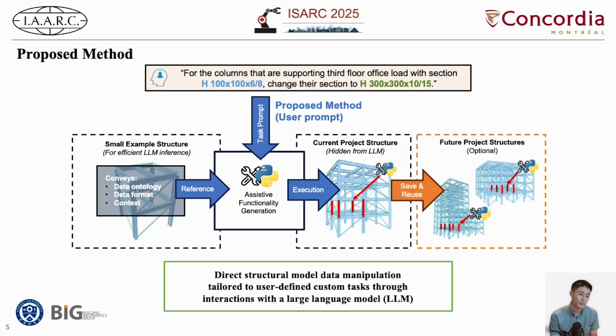Another point I want to make is the project model data is never actually exposed to the LLM. Instead, we use a small sample structure to teach the LLM how the data is organized, allowing it to generalize to any project that shares the same data format, which does two things. One, the generated code block is parameterized, meaning it can be saved and reused on other projects. Second, because the actual project data is not exposed to the external cloud LLM service, it provides data security.